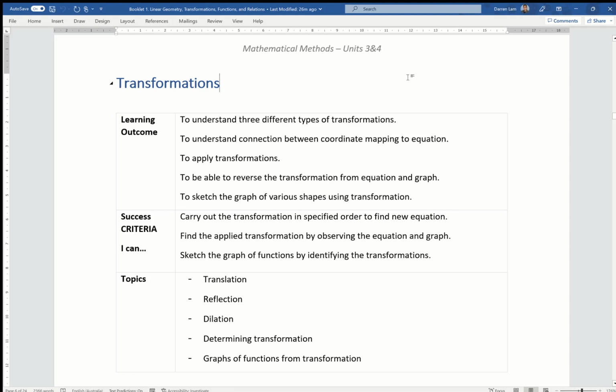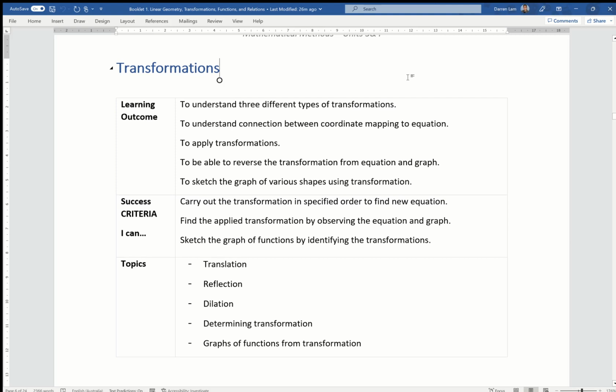This is introduction to exercise 5.1 on transformations. Now the idea is that we're going to understand the three different types of transformations you guys have already learned about in the past. So our dilation, our reflection, and our translations. Okay? We need to understand the connection between coordinate mapping and the equation.